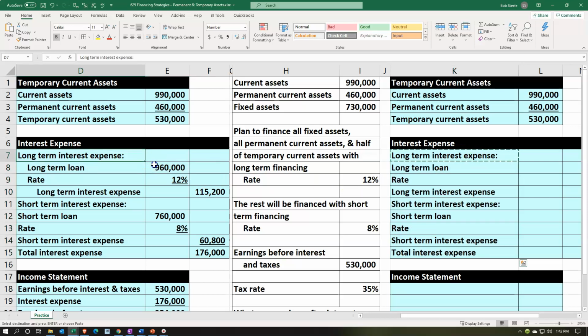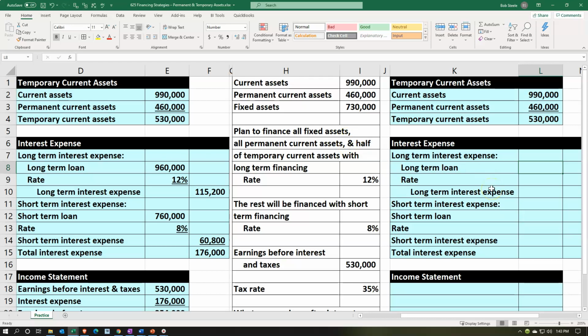Now I'm going to format paint. Going to select this entire area. Home tab, clipboard, format painter. And then just click this top area, and that'll format the entire thing for us. Then we're going to go over and we're going to say that the long-term financing now is going to include all the fixed assets, all the permanent current assets, and then half of the temporary assets.